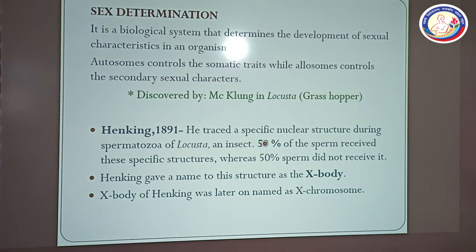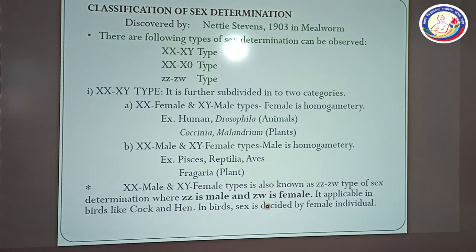Henking traced a specific nuclear structure during spermatogenesis of Locusta, an insect. 50% of the sperm received this specific structure, while 50% of sperm did not receive it. Henking gave a name to this structure, the X body. The X body of Henking was later on named the X chromosome. Now, classification of sex determination. It was discovered by Nettie Stevens, 1903, in mealworm.